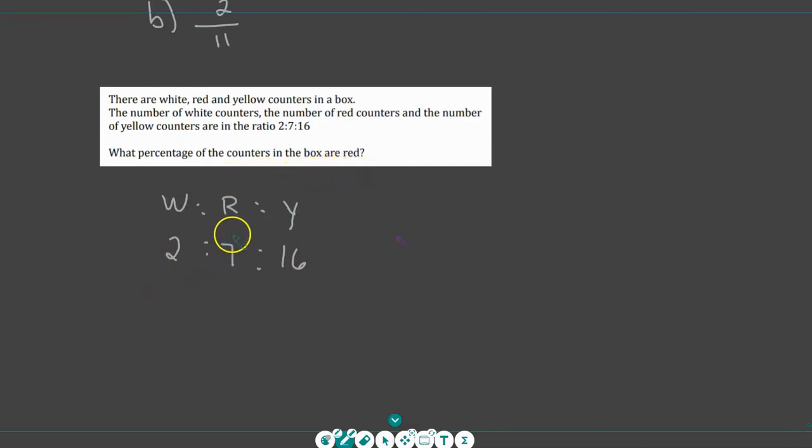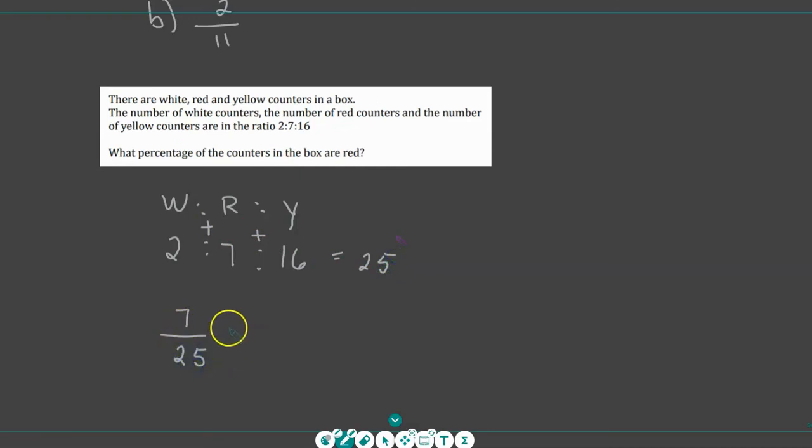So first, the fraction of the counters which are red. So there are 7 red. We just need to find the total number of counters in the box. So 2 plus 7 is 9. 9 plus 16 gives you 25. So it's 7 over 25.